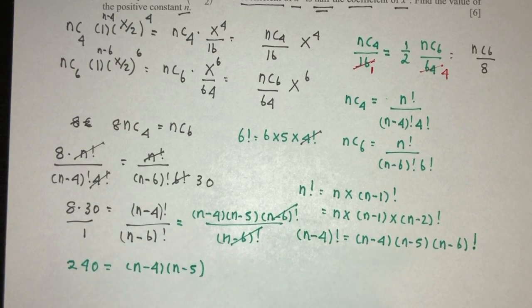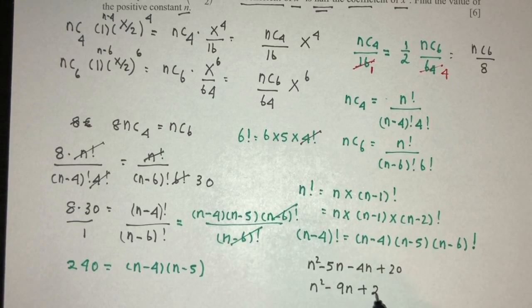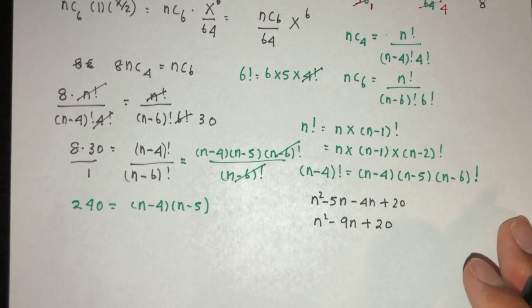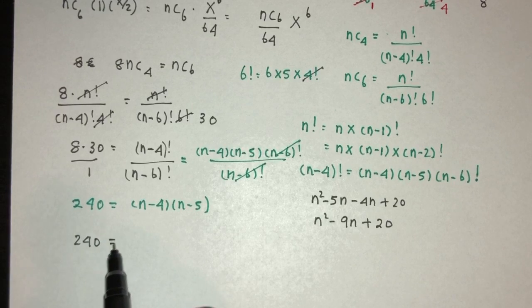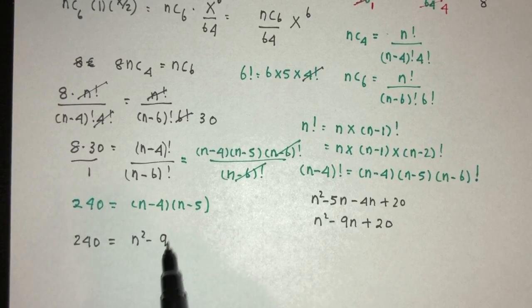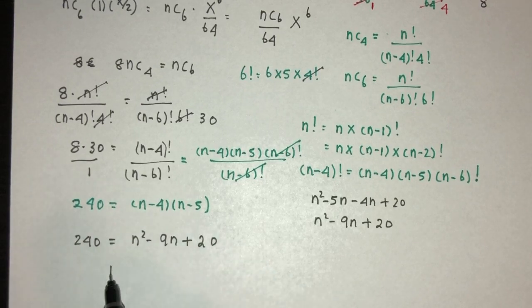Now let's expand this to see what happens. So we have n squared minus 5n minus 4n plus 20. That is equal to n squared minus 9n plus 20. Okay. Now for those, we can replace back. You will have 240 is equal to n squared minus 9n plus 20. Now bring everything to one side. You will have n squared minus 9n plus 20 minus 240. That will be minus 220 is equal to 0.